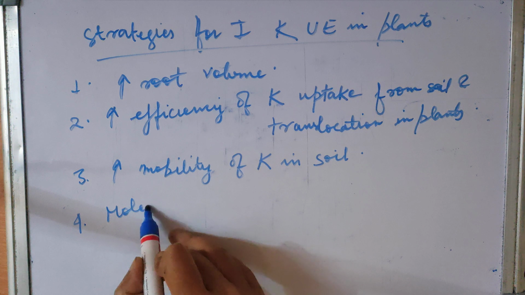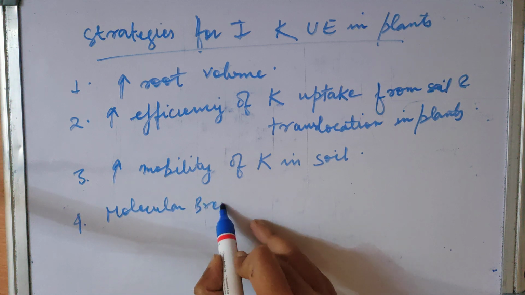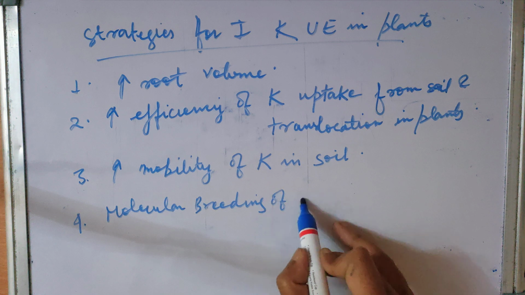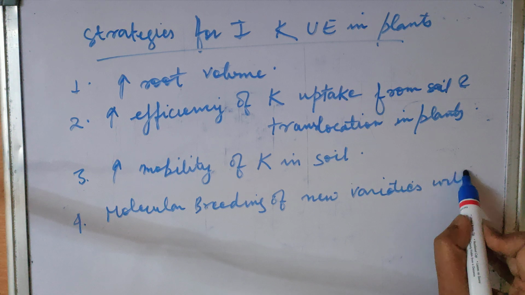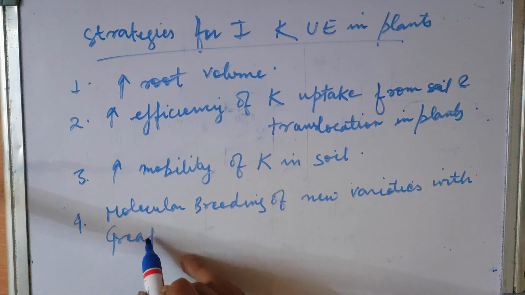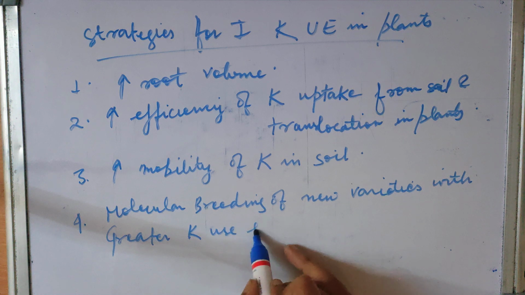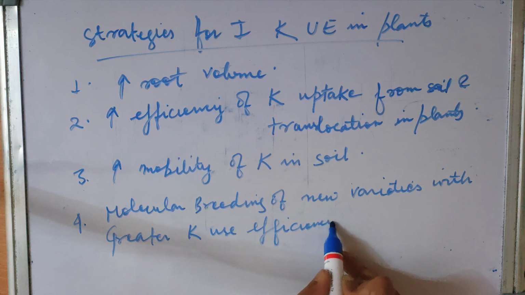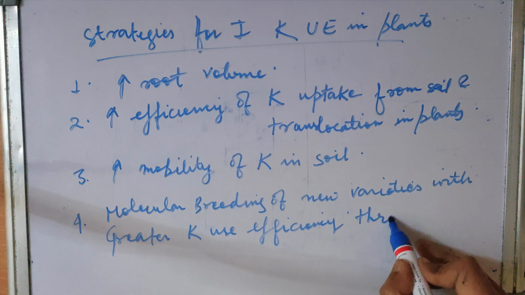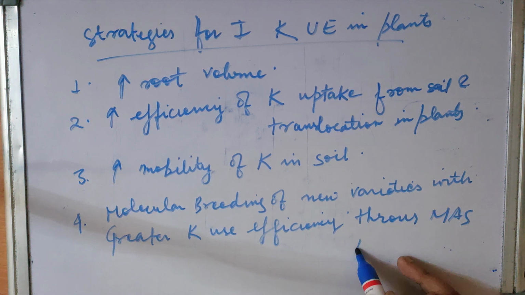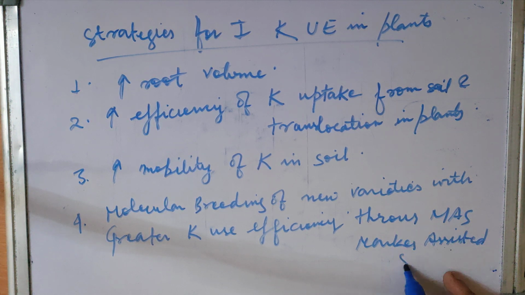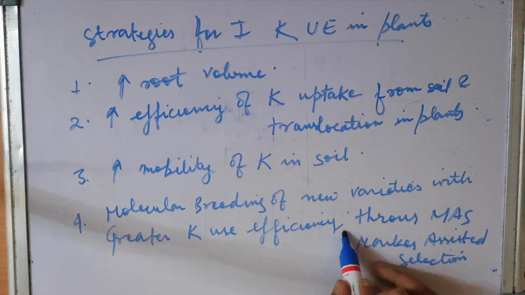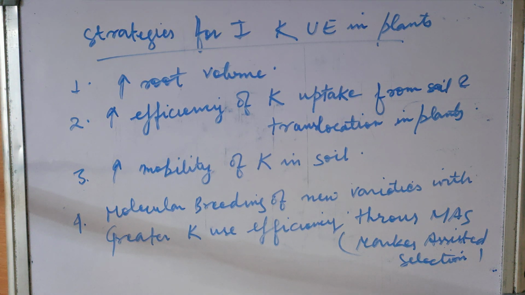Next point is molecular breeding of new varieties with greater potassium use efficiency through MAS, that is marker assisted selection. So this is how you can increase potassium use efficiency in plants.